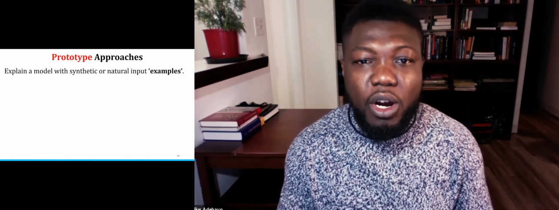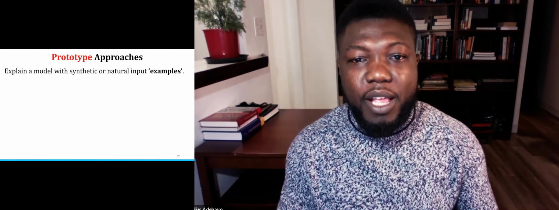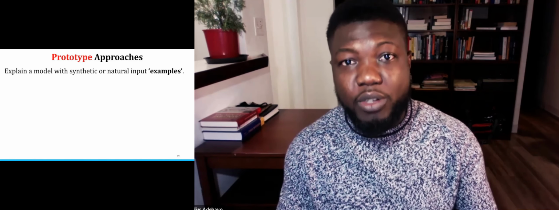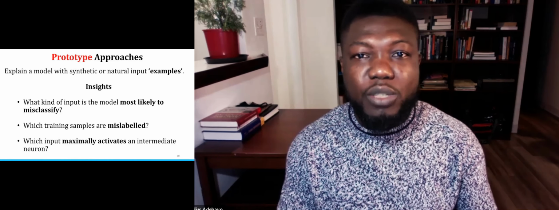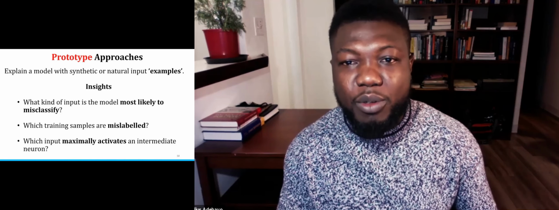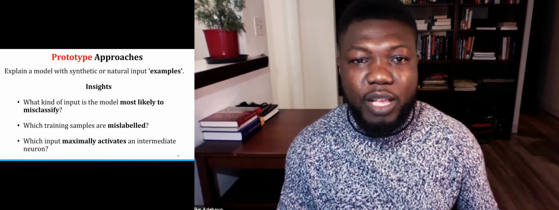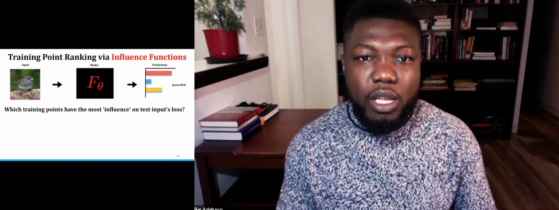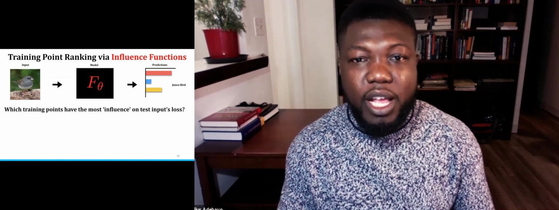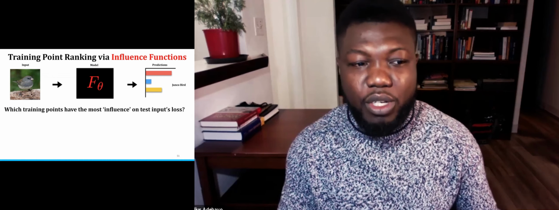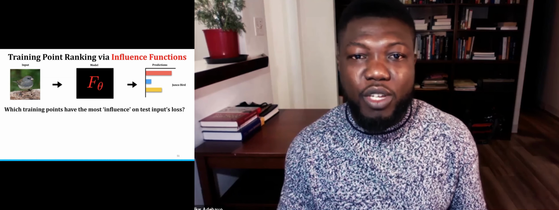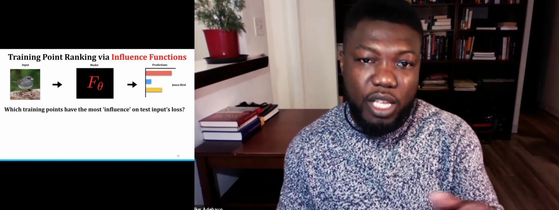So prototype methods are post hoc explanation methods that explain a black box model or a function with either synthetic or natural input examples. These methods can be used to answer questions like which of the training samples are mislabeled, or generate synthetic or natural examples that maximize a particular intermediate neuron. The first method we'll talk about here is training point ranking via influence functions. You can think of this method as answering the question, given an input, can you rank the training points that have the most influence on the test loss for a particular new input?